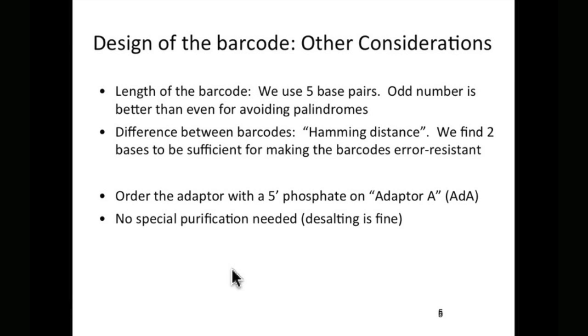A couple of technical notes. One is that you need to order the adapter with a 5' phosphate on adapter A. Normally adapter A, and this is our nomenclature, is adapter A for the paired end Illumina adapter, the first one. Normally that comes with a 5' phosphate. Because we're going to add a barcode to it, we still need to remember to add a 5' phosphate upstream of that barcode. And no special purification is needed. The standard desalting is fine.